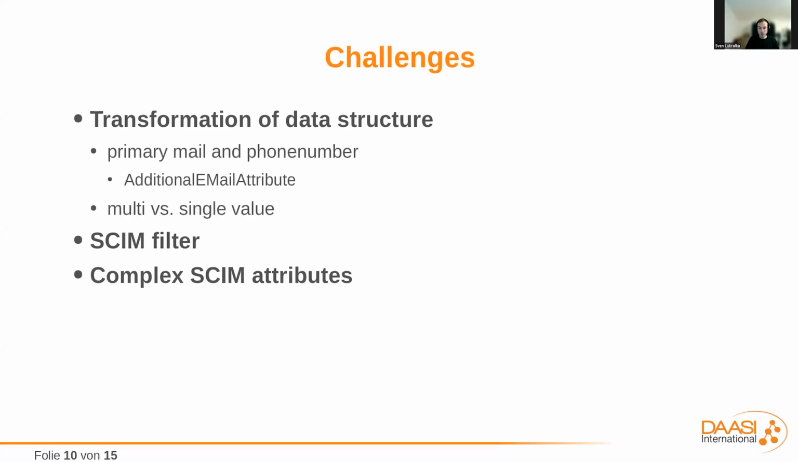During the implementation, we had some challenges. One of the main challenges definitely was the transformation of data structure, because as you can imagine, SCIM in some parts has a quite different data structure than MidPoint, especially if you want to transform it from one to another. And both ways, you have to find some kind of tweaks in order to get this transformation done in a consistent way. One of the challenges in transformation was primary mail and phone number.